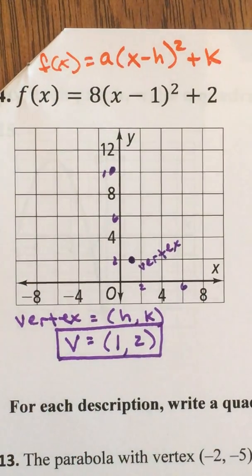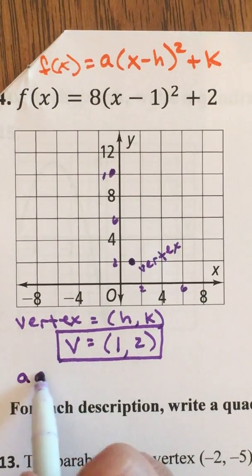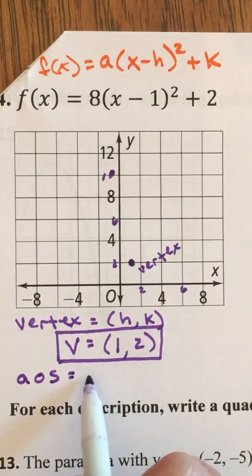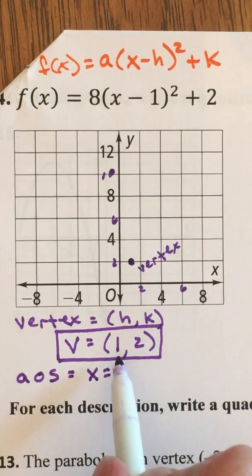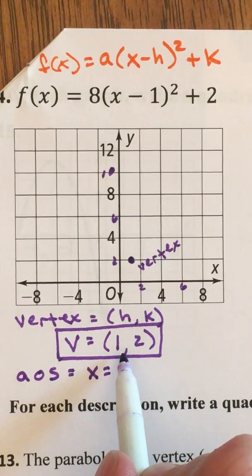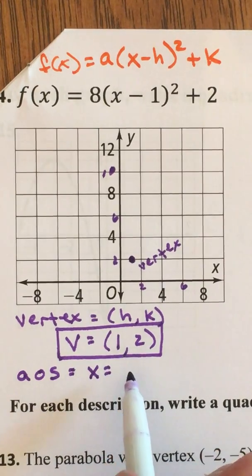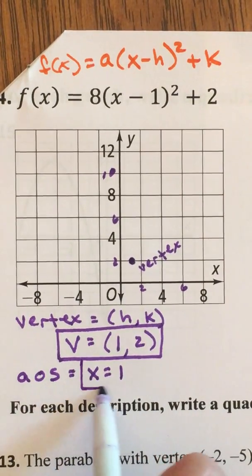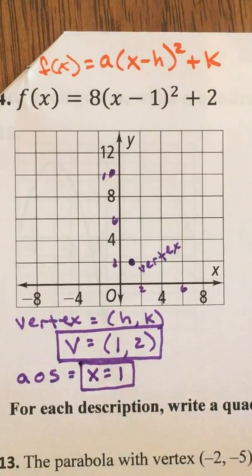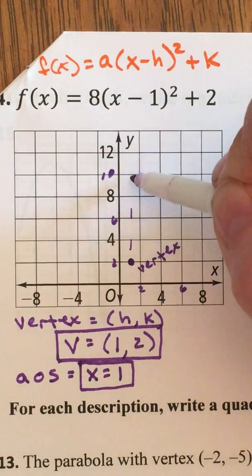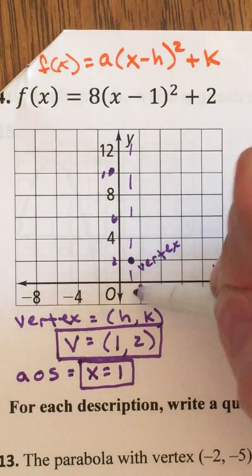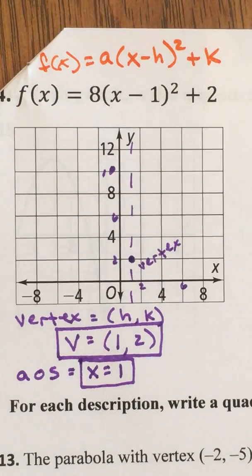We know our axis of symmetry, AOS, is x equals whatever the h is in our equation. H is 1. Wasn't that fast? And there it is, drawn on your paper.